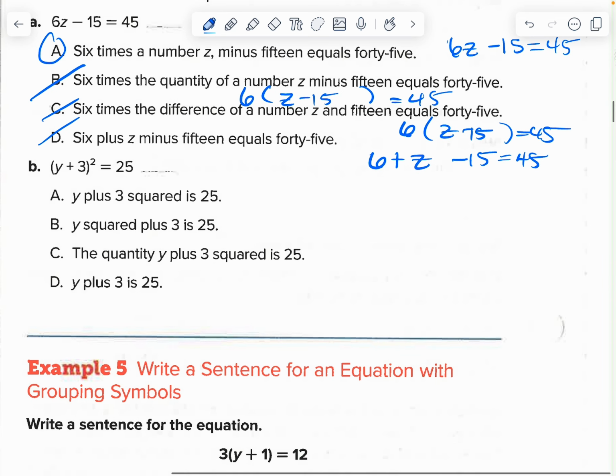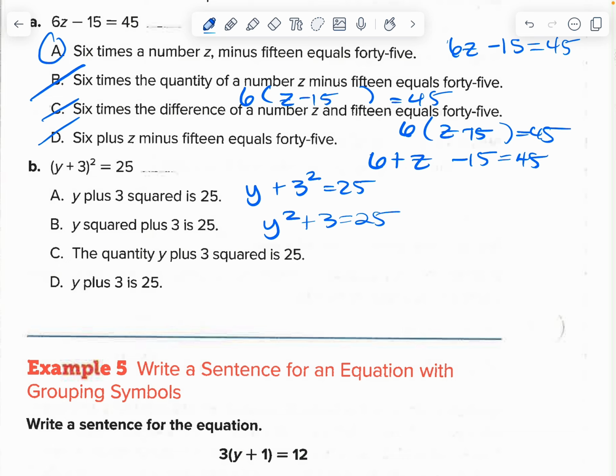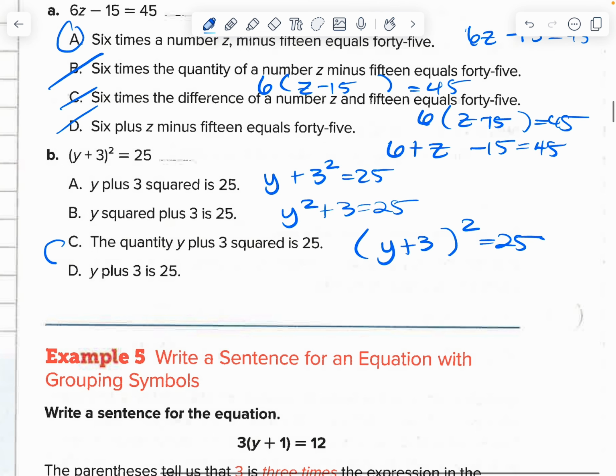So this next one. Y plus 3 squared equals 25. Is that the same thing? No. Y squared plus 3 equals 25. Is that the same thing? No. The quantity y plus 3 squared equals 25. Yes, that works. Y plus 3 equals 25. No.